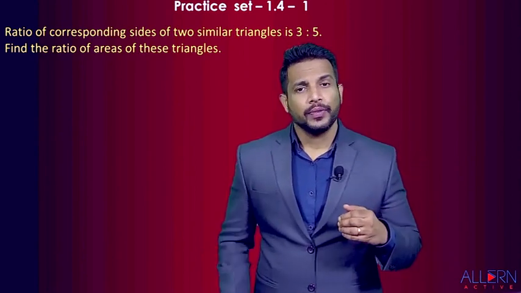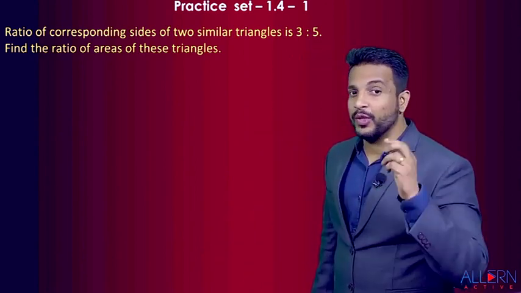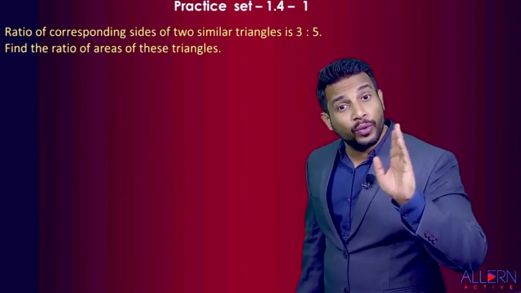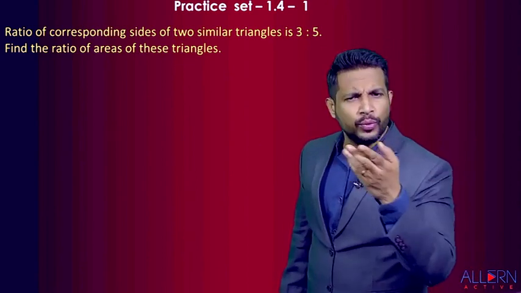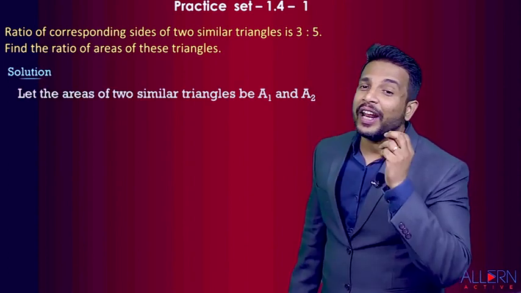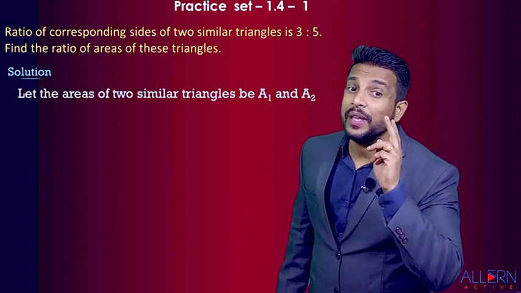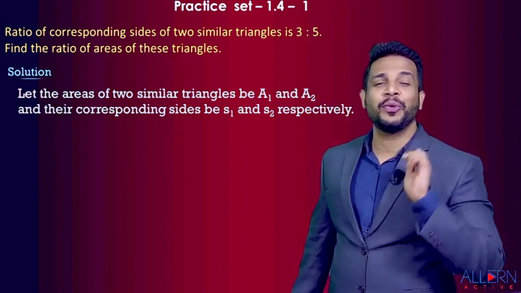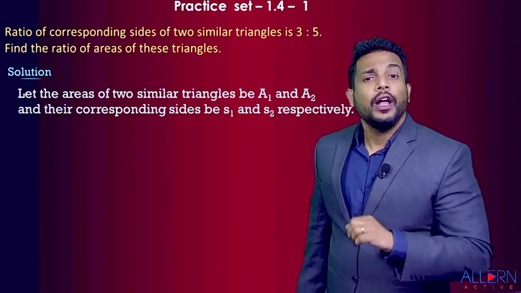And for that, in this sum, we don't have the names. That means one thing is clear, we're going to denote the areas as A1 and A2, and we're going to denote the sides as S1 and S2. So let's write that as the first step. We write here, let the areas of two similar triangles be A1 and A2, and their corresponding sides be S1 and S2 respectively.